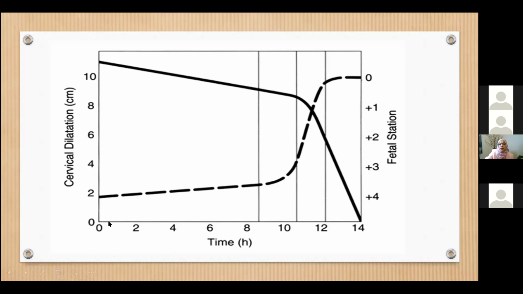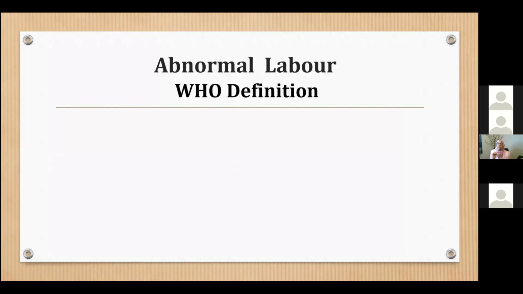So this is the total length of the labor leading to 10 centimeter dilatation, and this is marked against the time, and in this time the head is also coming down. Okay, so what is abnormal labor then?